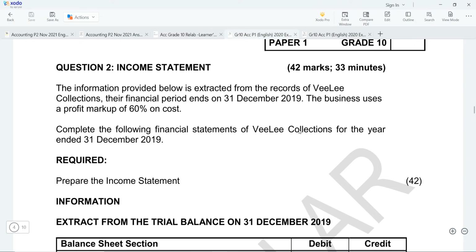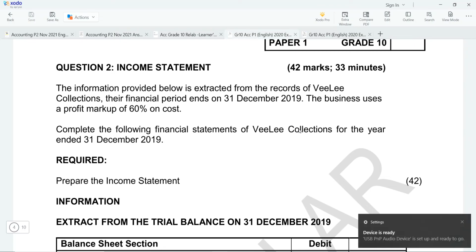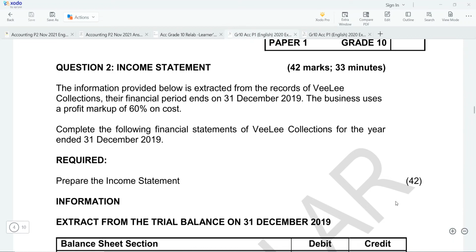Here we're given an income statement, and it's for grade 10 learners. I'm using this to prepare you for the project that you are going to write, because it is going to include the income statement as well as some of the notes to the balance sheet. So it's very important that we try and do our best to make sure that we understand.